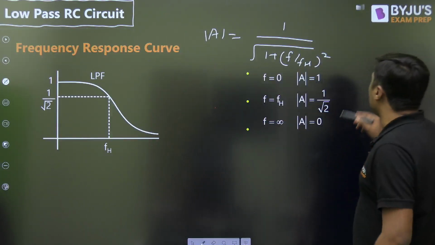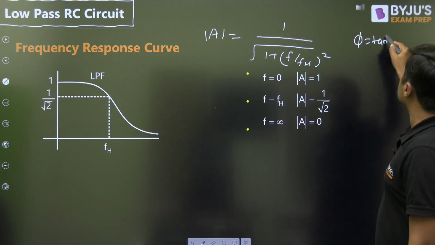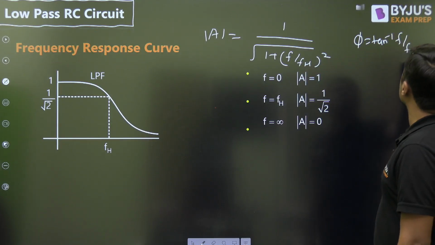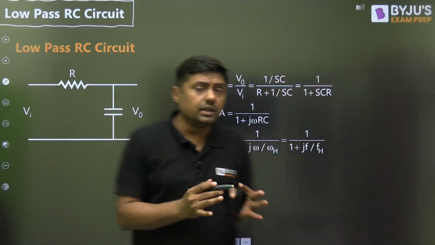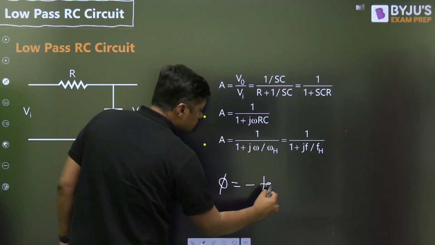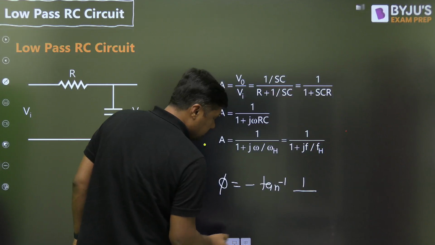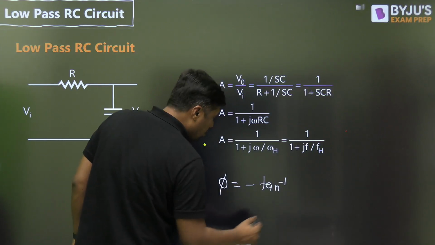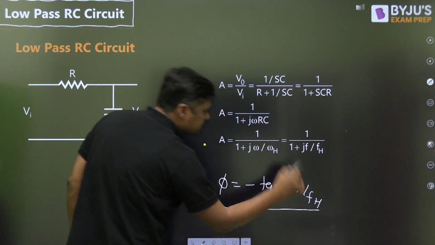Similarly, when I am talking about the phase, it will become minus tan inverse f by fh, with negative sign. Why negative sign? Because it is in the denominator. So by the concept of complex numbers, this will become tan inverse of f by fh. This is the phase, guys.